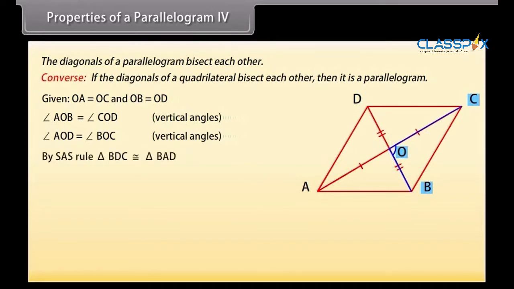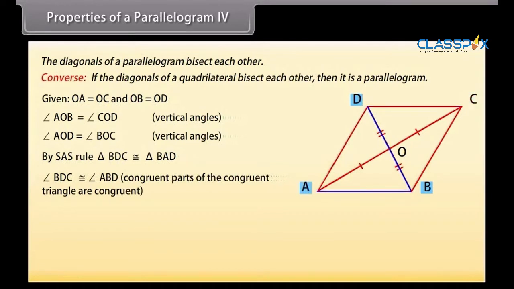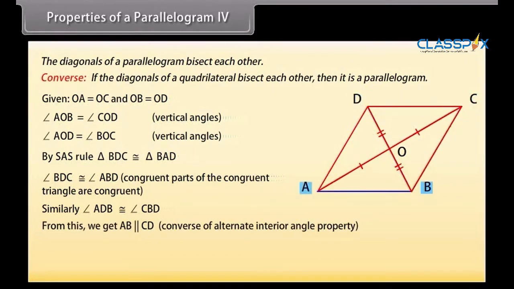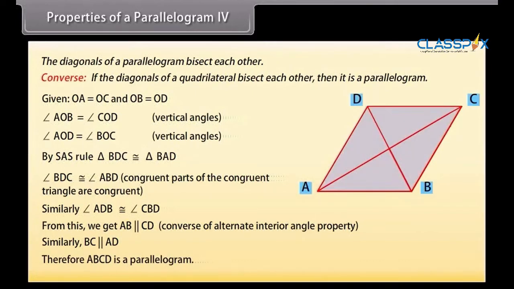So, by SAS rule, triangle BDC is congruent to triangle BAD. Therefore, angle BDC is congruent to angle ABD, because corresponding parts of congruent triangles are congruent. Similarly, angle ADB is congruent to angle CBD. From this we get AB is parallel to CD. Similarly, BC is parallel to AD using the converse of the alternate interior angle property. Therefore, ABCD is a parallelogram.